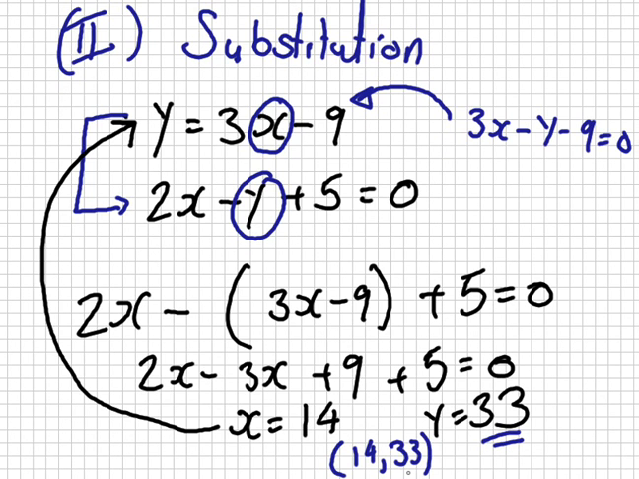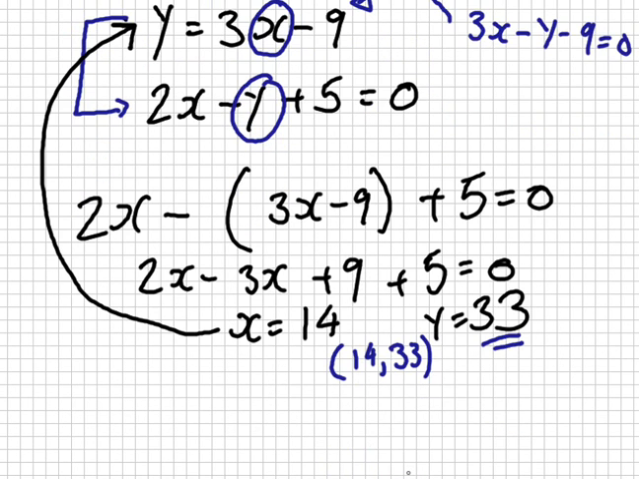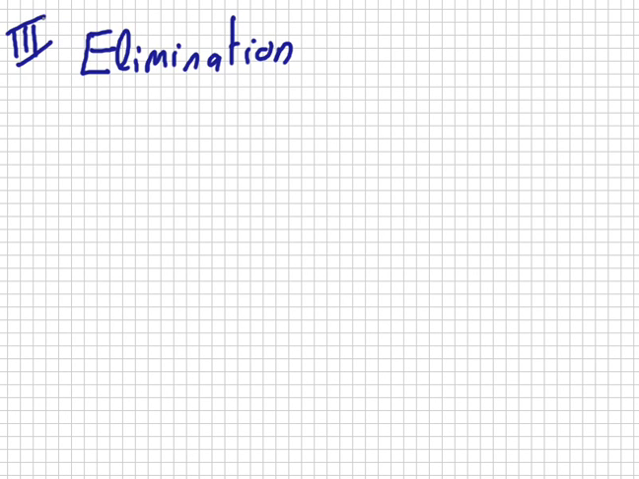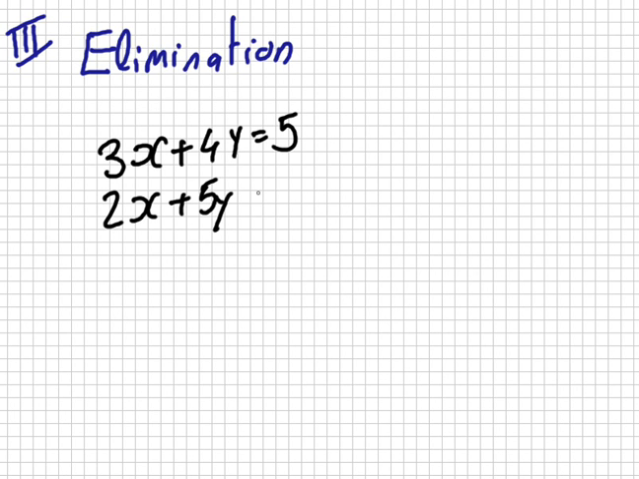Okay, can I go down to the next method? Yep. The next method is the most common and it's the one probably all learned at high school or middle school. So this method here, elimination method. So this is method 3. Let's write down the example here. 3x plus 4y equals 5 and 2x plus 5y equals 1.